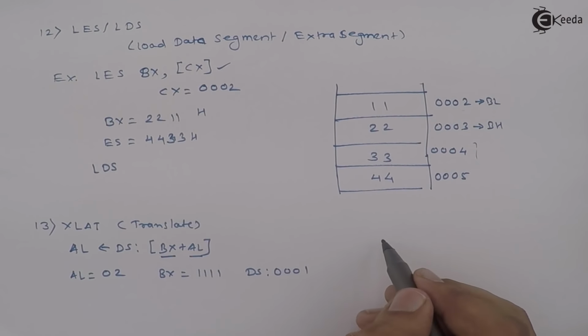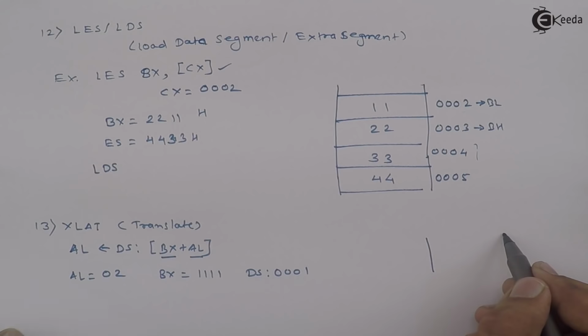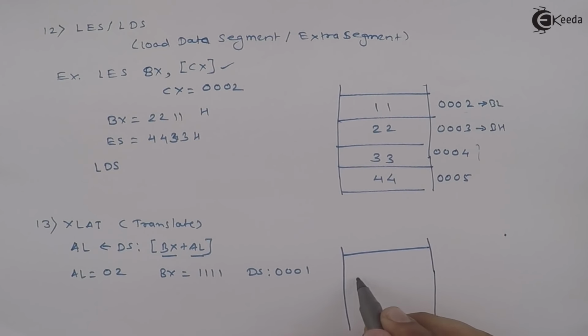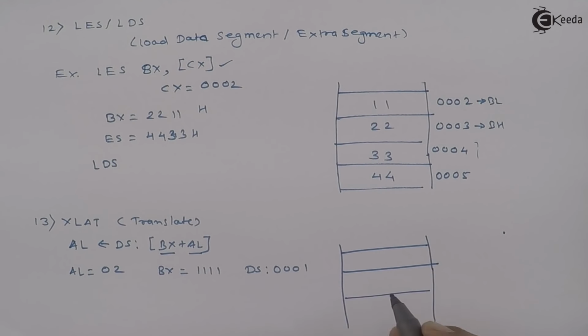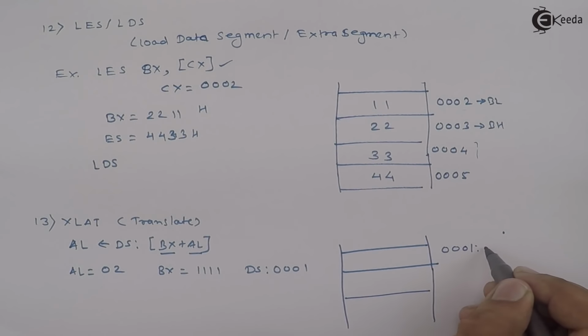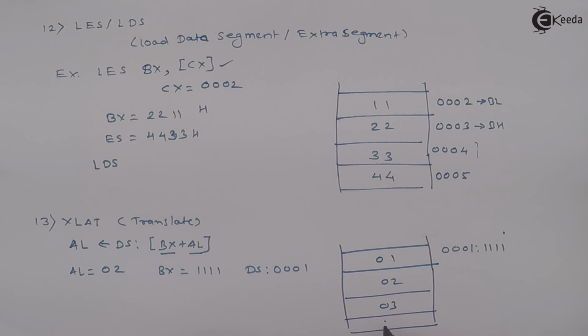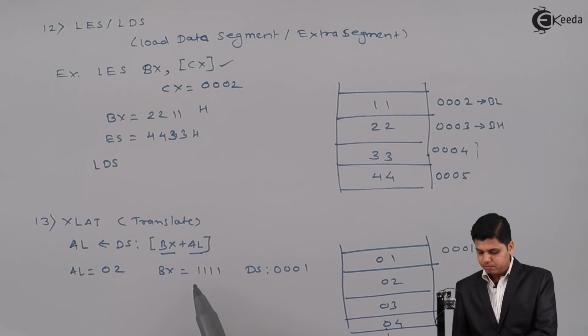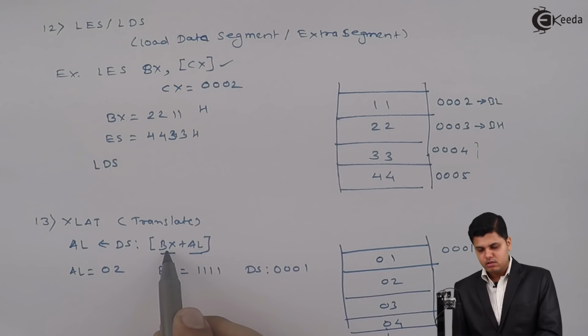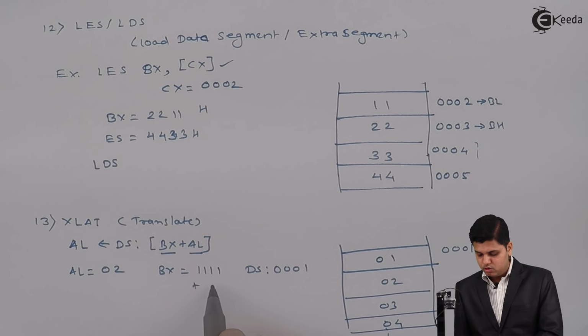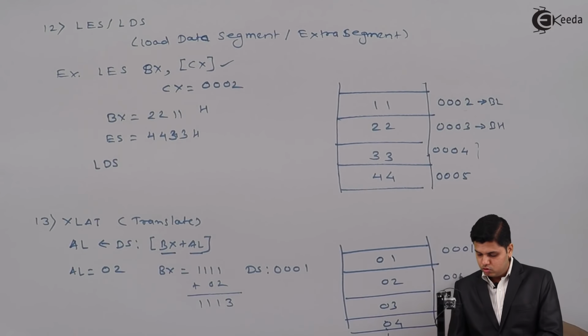Now the memory is located for the data segment by finding the effective address using two registers, that is the data segment register 0001 and 1111. It will have some values, for example 01, 02, 03 and so on. Now what will happen in this case? As stated, BX is 1111 plus AL is 02. So the new address which is found is 1113. So 0001:1112, 0001:1113.